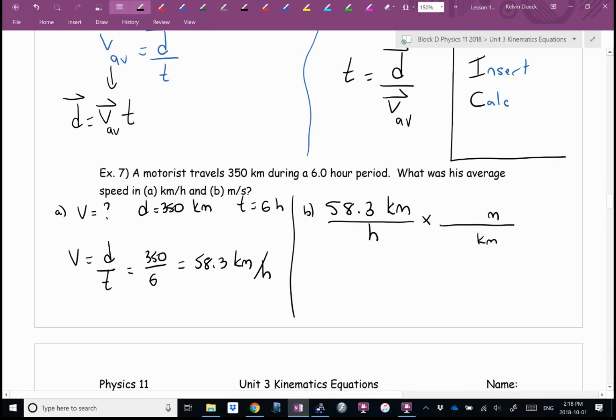Kilometers is 10 to the third or 1,000. Where is that going to go? How do you know? Where the metric prefix isn't. I'm going to write 10 to the third because that's less writing. Now, I need to get rid of hours. Does anybody remember how many seconds there are in an hour? So if I put hours on top, seconds down there, it's 3,600. What do you get? It's going to be times 10 to the third.